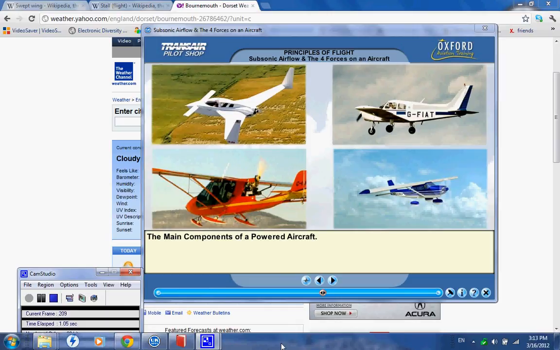Aircraft come in different shapes and sizes. Each is designed for a specific task. All powered aircraft, however, will share certain features.